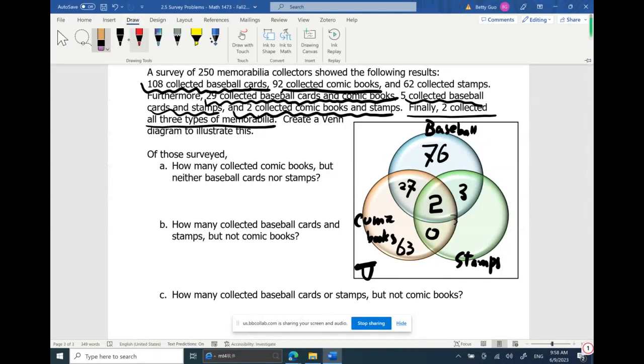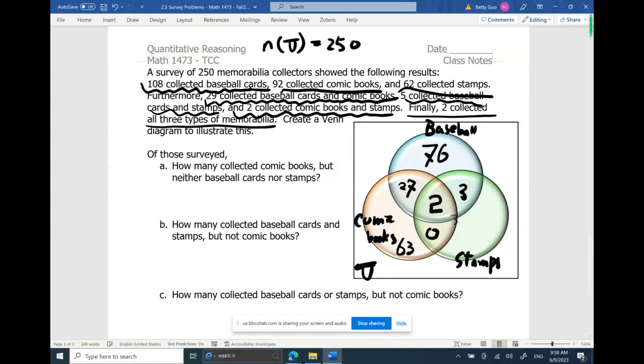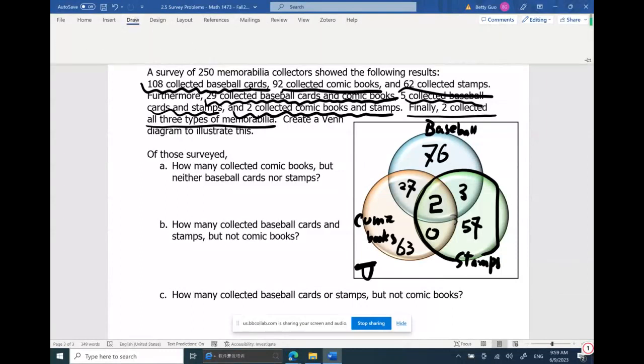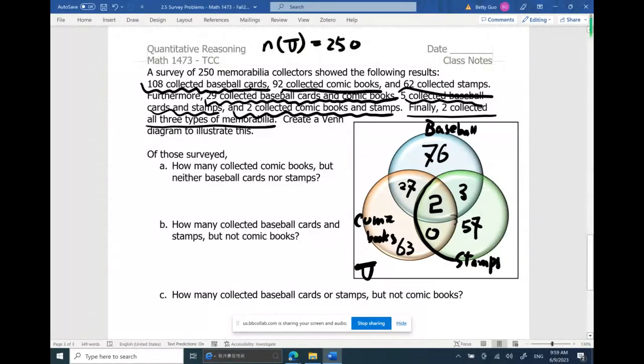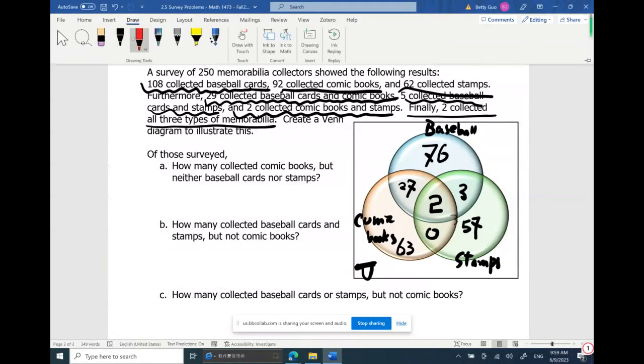And it also says 62 collected stamps. So that means in this circle, we should have 62 elements. We already have 5, so we use 62 minus 5. We should have 57 here. Double check: 57 plus 3, 60. 60 plus 2, 62, right? Okay, so we have not used this information yet, as you can see.